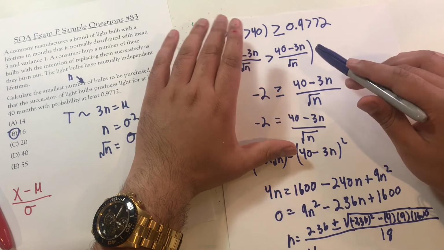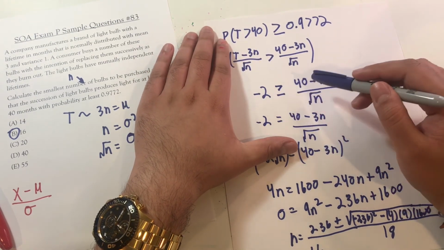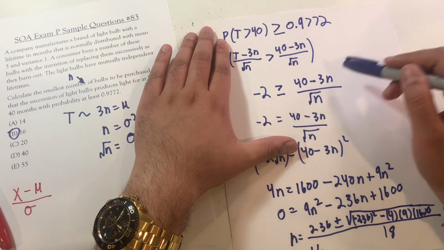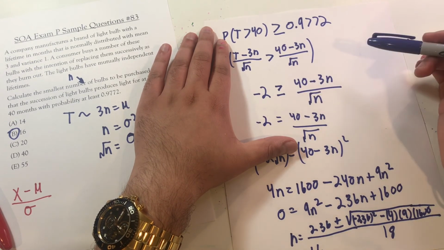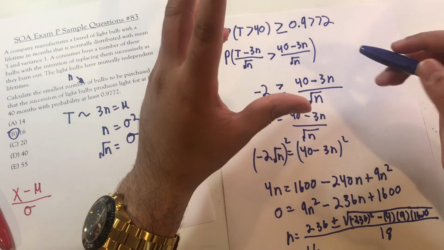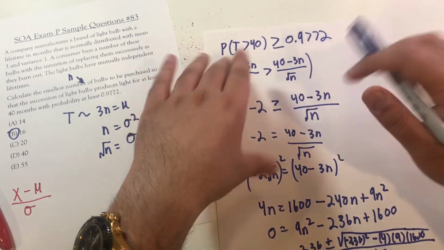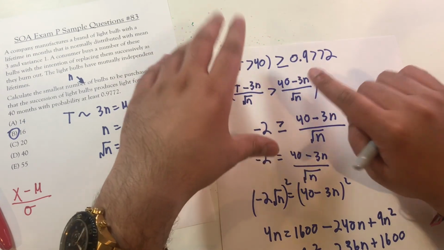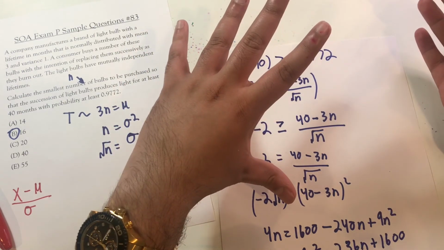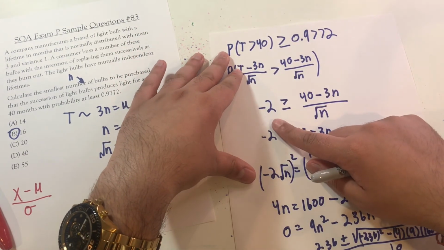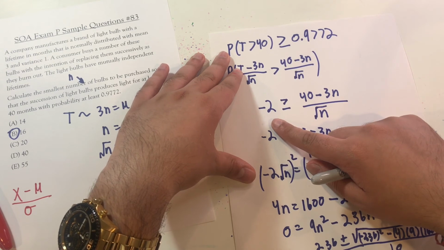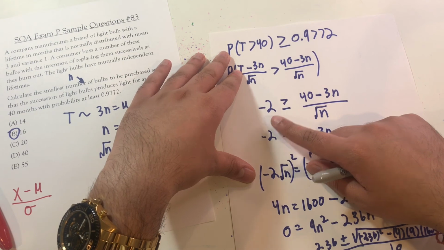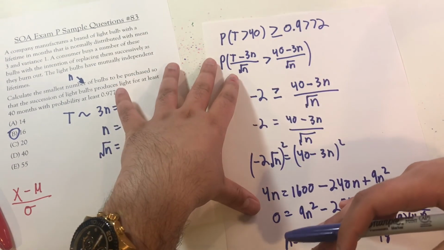And from there, we can figure out that -2 is greater than or equal to 40 minus 3n over square root n. Okay? Now, I skipped a couple of steps here, but it's mainly one step, and that is to change this so it's 1 minus some value, right? That's how I'm getting a -2 here rather than a positive 1. And the rest of this is algebra, all right?